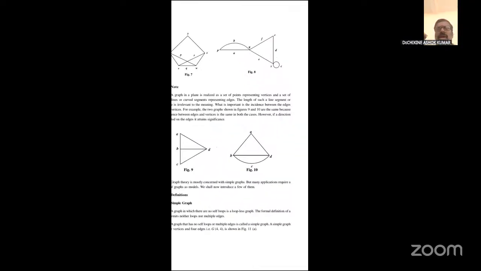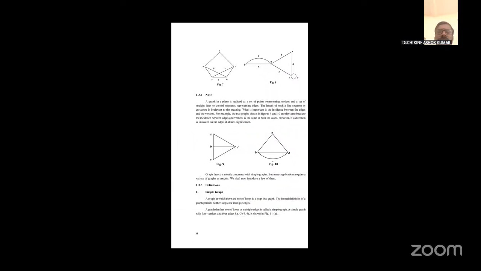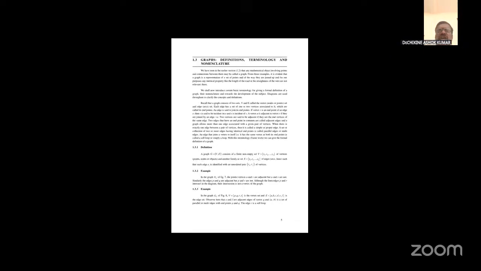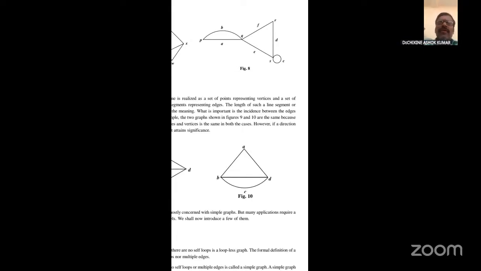In figure 8, the graph G2, V equals, totally how many vertices do we have? P, Q, R, S. Just check the vertices. We have P, Q, R, S, the four vertices. And how many edges do we have? A, B, F, E, D.